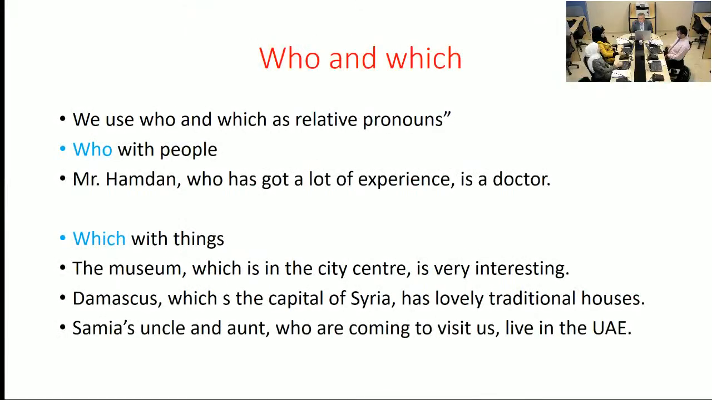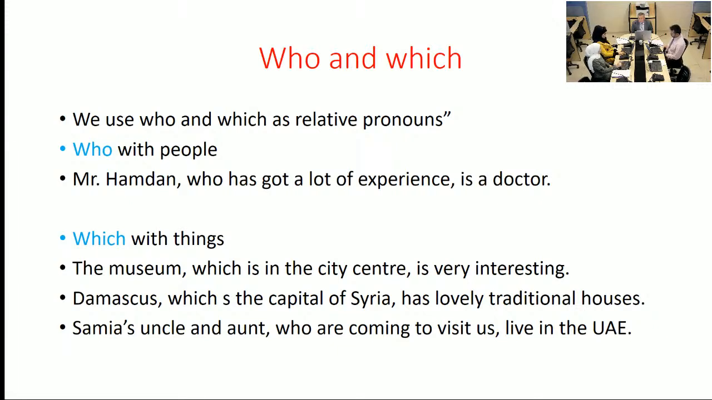Mr. Hamdan, who has got a lot of experience, is a doctor. This is a relative clause, and it is a non-defining relative clause. Here the clause "who has got a lot of experience" is the relative clause, and we can separate it. We can say "Mr. Hamdan is a doctor," and the meaning is clear, because it is non-defining. So here, because it is non-defining, it's extra information.